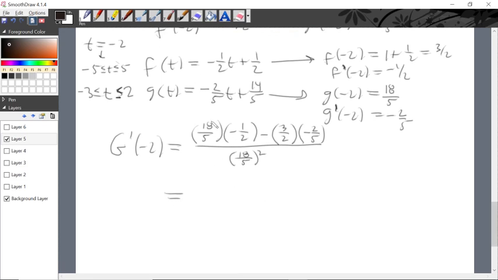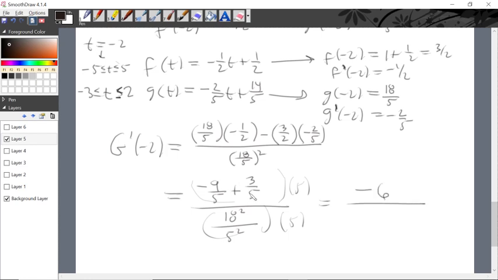Now let's simplify this. So this is going to be, let's see, cancel 18 with 2, we get a negative 9 over 5, and then minus minus turns to a plus. The 2's are going to cancel each other out, so plus 3 over 5, and then the denominator, we have an 18 squared and 5 squared. So now we can multiply the top and the bottom each by 5. The numerator would just leave us with negative 9 plus 3, which is negative 6, because we get to cancel out these 5's. And the denominator, we have 18 squared over 5, because we get to cancel one of these 5's down here.